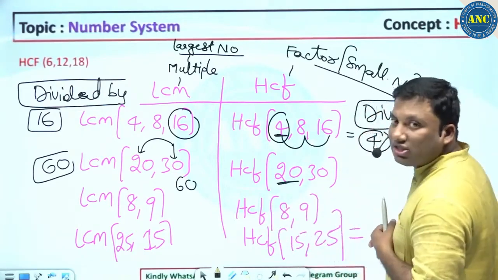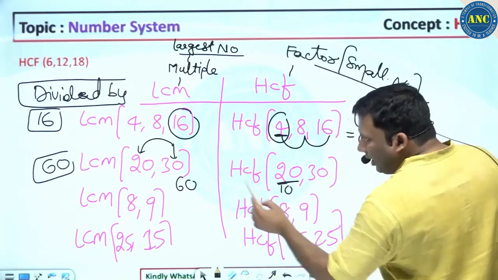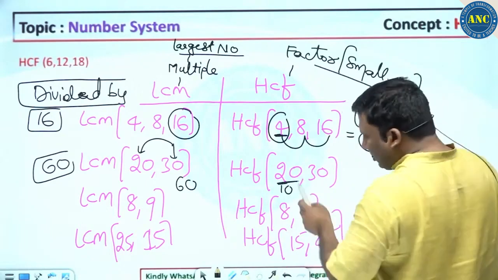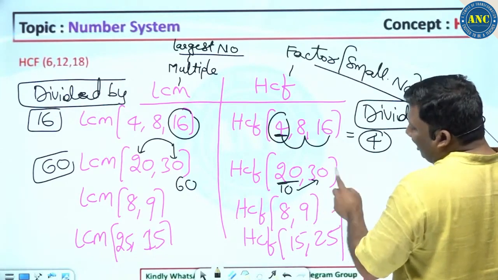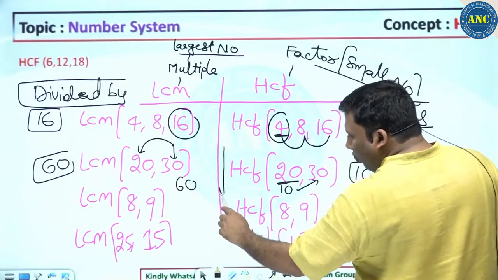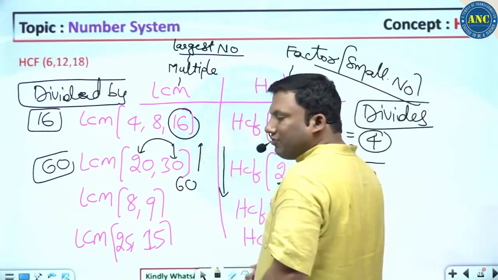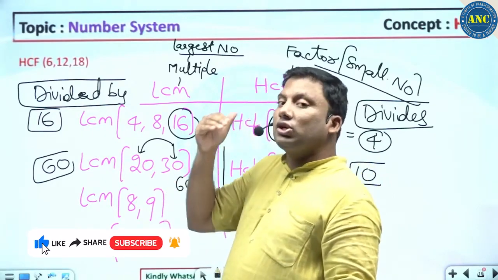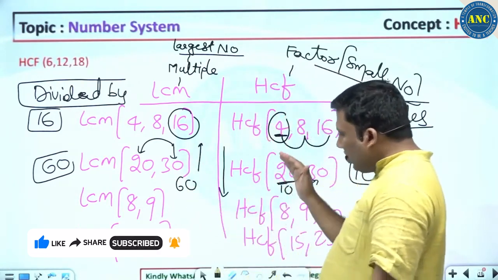HCF of 20 and 30. Smallest number: does 20 divide 30? No. Take the factors of 20. Here we are going to the multiples of the largest. Here we will go to the factors. A factor of 20 is 10. Does 10 divide 30? Yes. I hope you are understanding. In HCF, I will go to the factors of the smallest. In LCM, I will go to the multiple of the largest, if the largest number is not divisible by every other number.